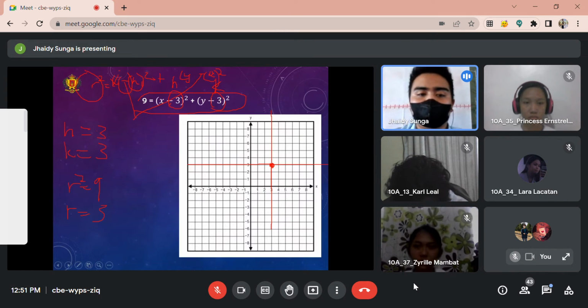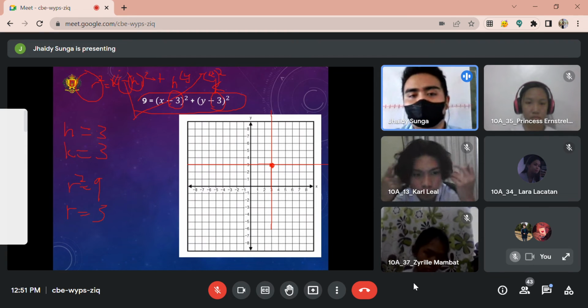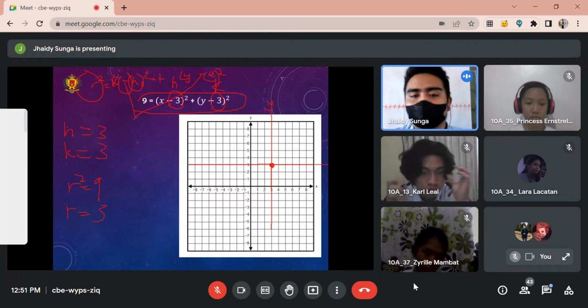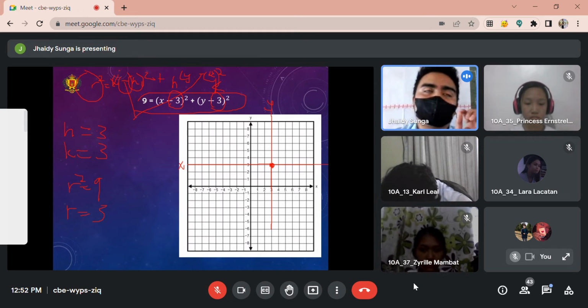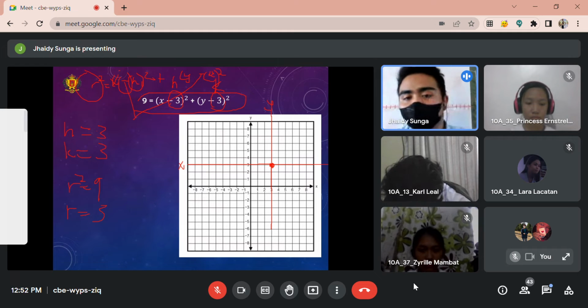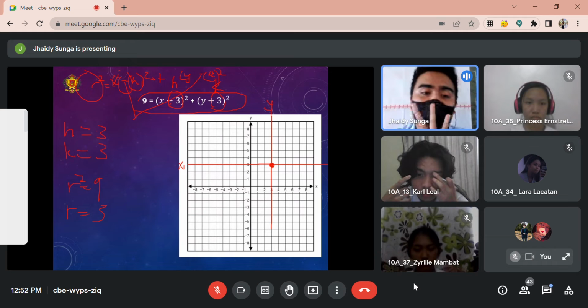Now go back to our given. Our radius here is 3. So from your center, with your new axis, this will be your new y and this is the x. If you're going to plot points starting from the origin, that's the right way to plot. Starting from the origin, you count 3. You should have at least a distance of 3.